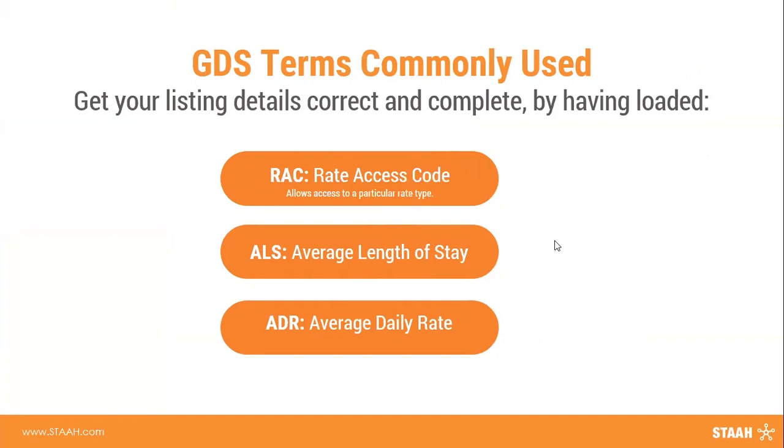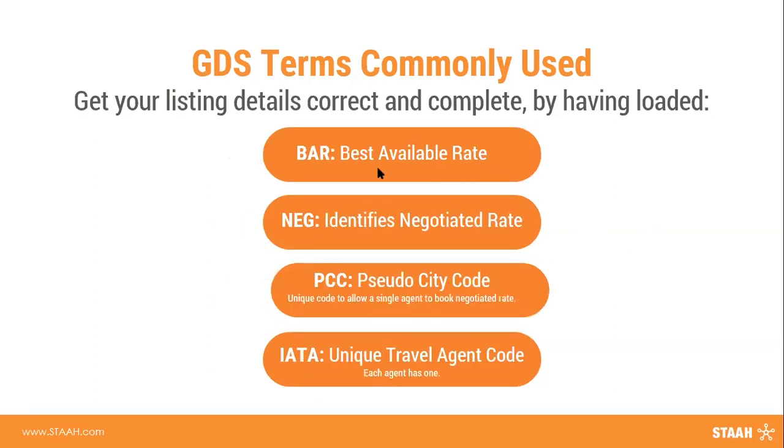When you're talking to your GDS host and they're talking to you about ADR, they're referring to the average daily rate. BAR, we've covered that off. It's known as the best available rate. NEG in GDS reports refers to identified negotiated rates.